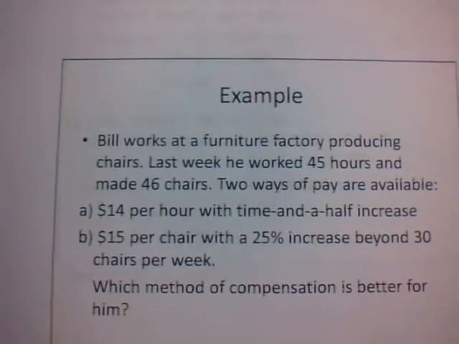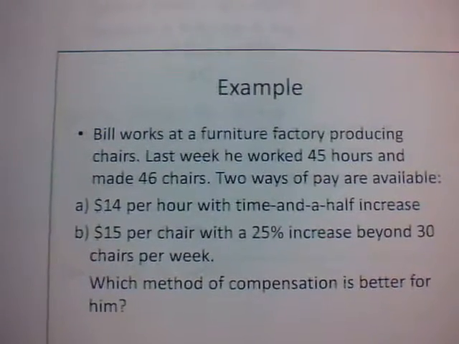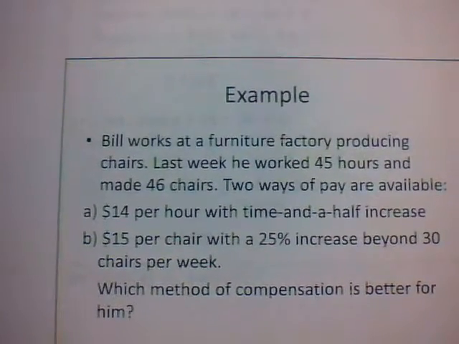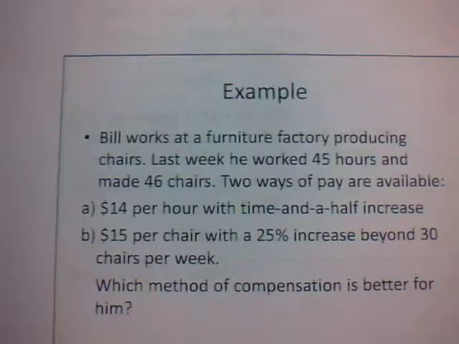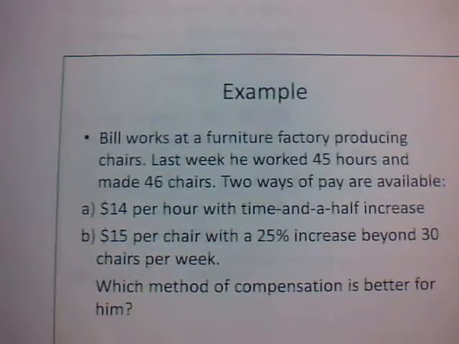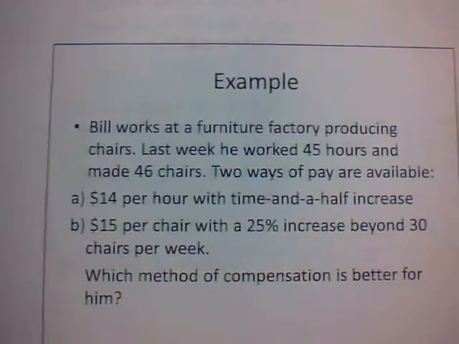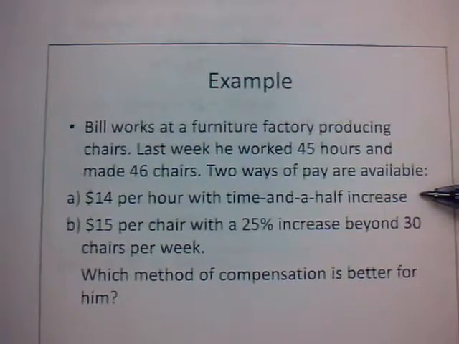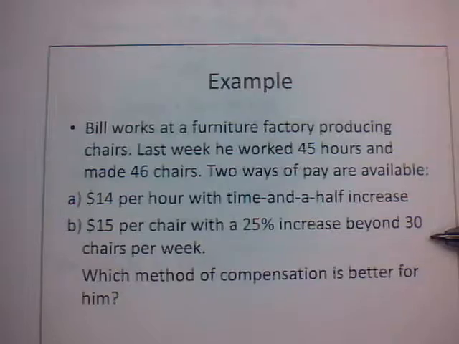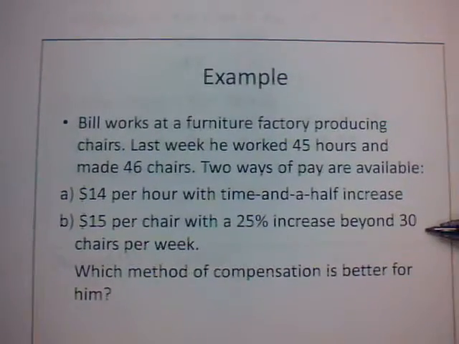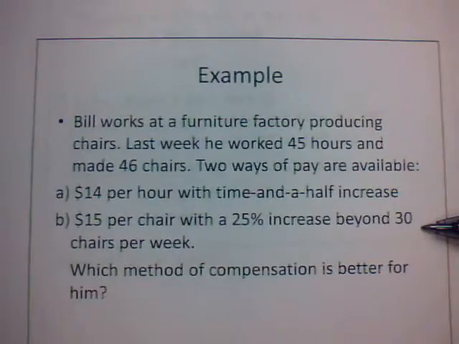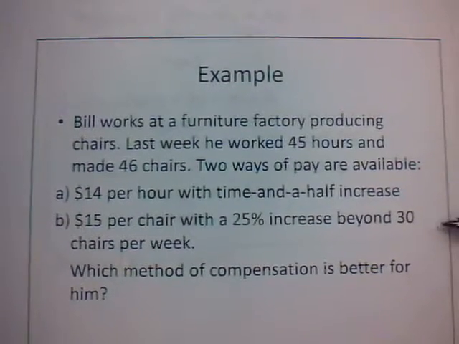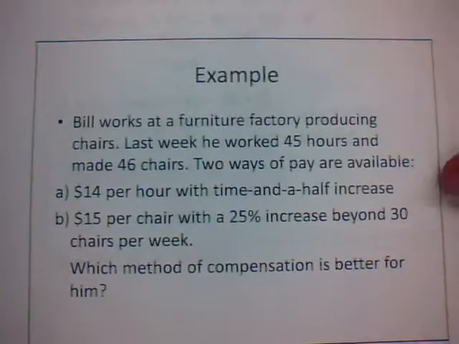Okay, let's look at a comparison here. Bill works at a furniture factory producing chairs. Last week he worked 45 hours and made 46 chairs. 2 ways of pay are available. He could either get a $14 per hour pay with a time and a half increase, or $15 per chair with a 25% increase beyond 30 chairs per week. Which method of compensation would be better for him?